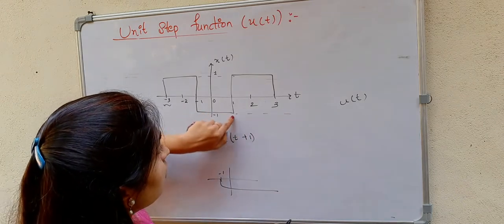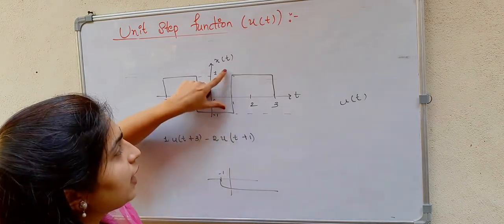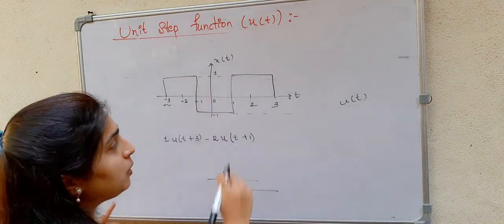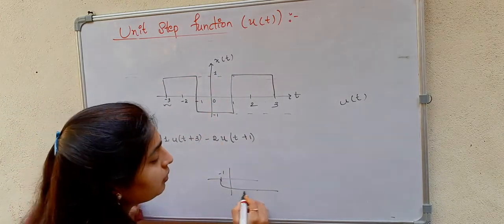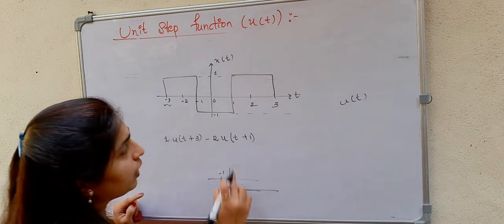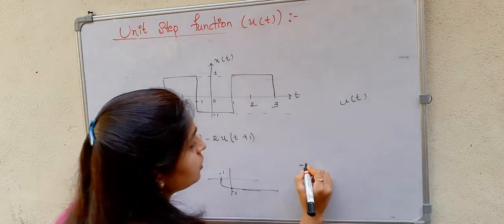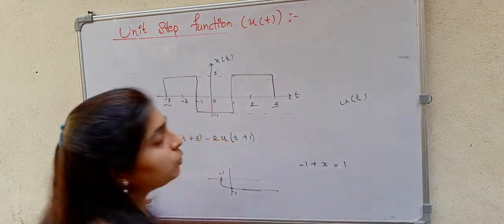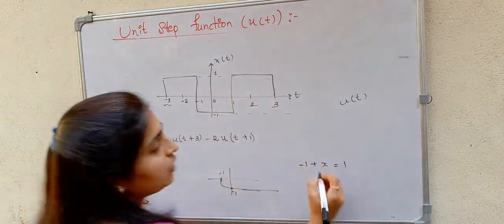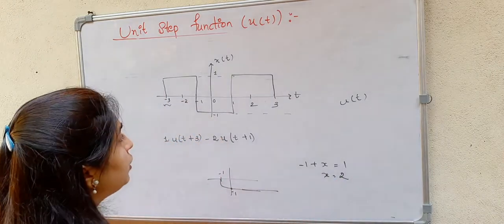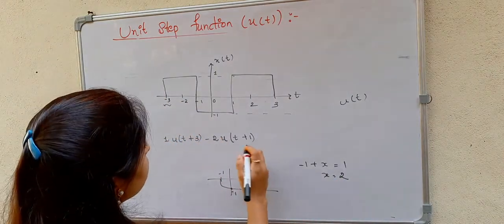Now, here at t is equal to 1, again there is a change in the height, that is from minus 1 to 1. That means I have to add something to this minus 2, something minus 1 to make it 1. So, minus 1 plus x is equal to 1. I should get 1, right? The height should be equal to 1. So, I have to add 2.